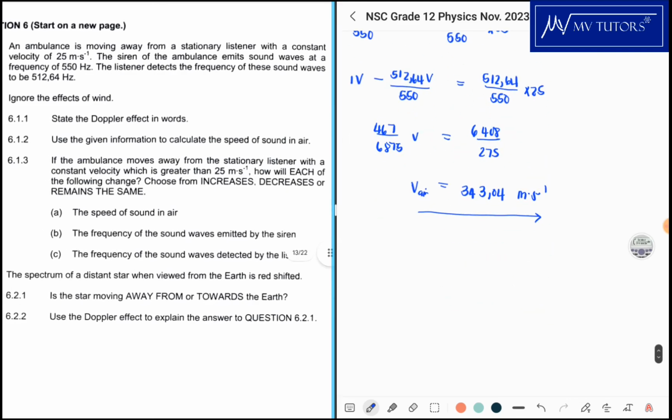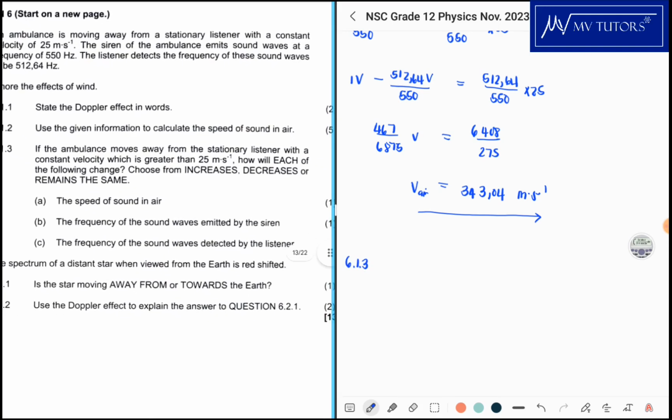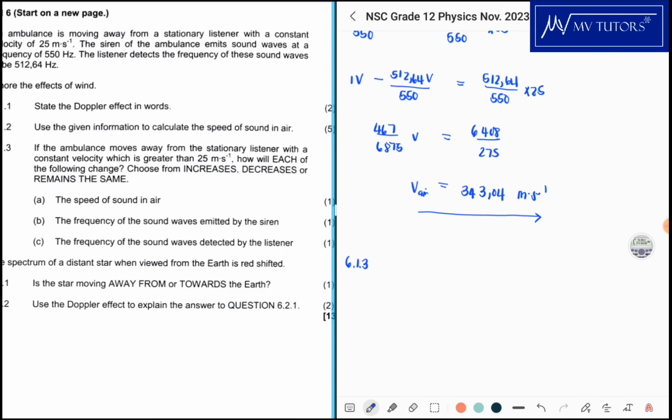Now 6.1.3. It says if the ambulance moves away from the stationary listener with a constant velocity which is greater than 25 meters per second, so now it's speeding off, how will each of the following change? Choose from increase, decrease, or remains the same. So if this ambulance decides to speed off, what will happen to the speed of sound in air? The speed of sound in air remains the same.